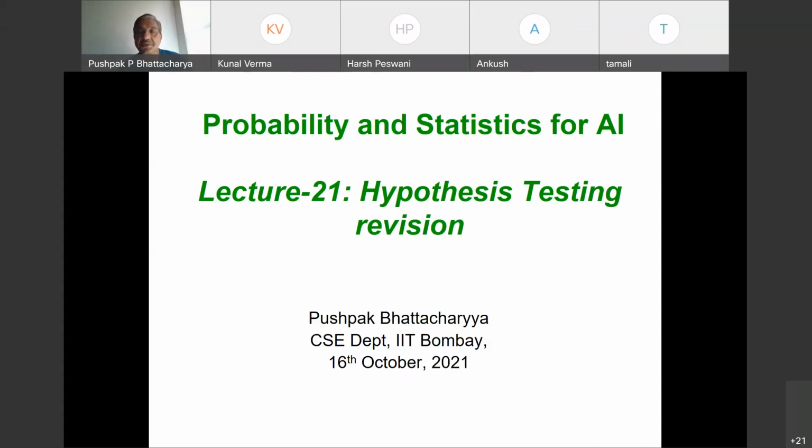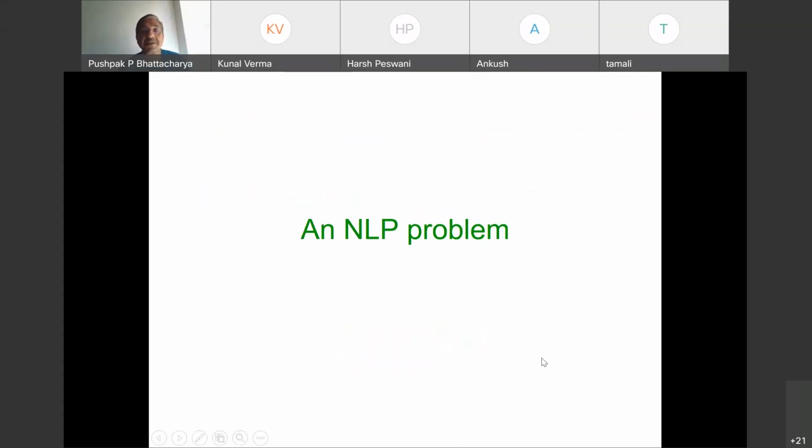Now, since there are many new students in the group, I thought it will be helpful to revise whatever has been done before. And even for those who have heard these lectures on hypothesis testing, it doesn't harm to go back to those concepts because they are so foundational. Now, let me start the discussion with an NLP problem, and two more problems will be taken. They were also discussed before, and the group has seen those problems.